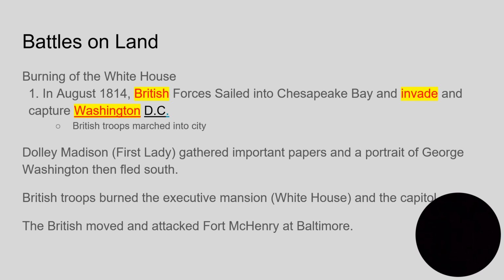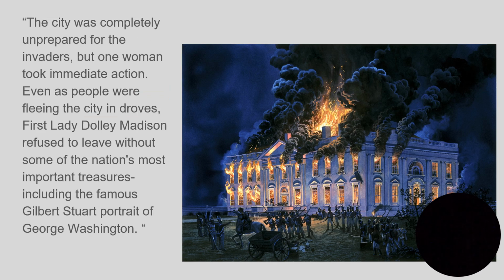British troops burned the executive mansion and the Capitol to the ground, and the British then began to move and attack Fort McHenry south in Baltimore. The city was completely unprepared for the invaders, but one woman took immediate action. Even as people were fleeing the city in droves, First Lady Dolly Madison refused to leave without some of the nation's most important treasures, including the famous Gilbert Stuart portrait of George Washington. And here's a great picture of what the White House may have looked like when it was on fire, which is extremely devastating.